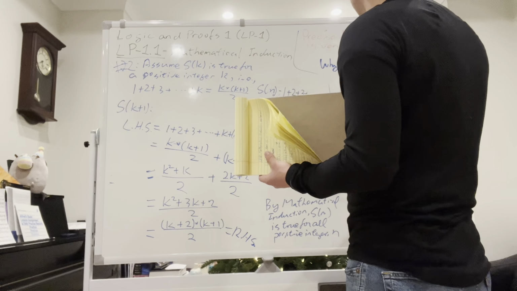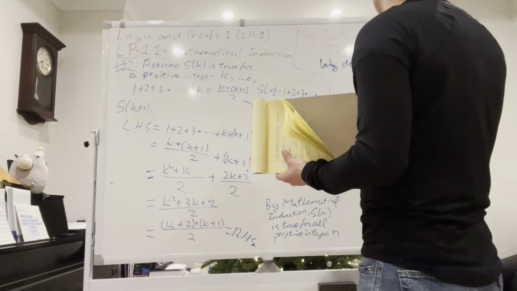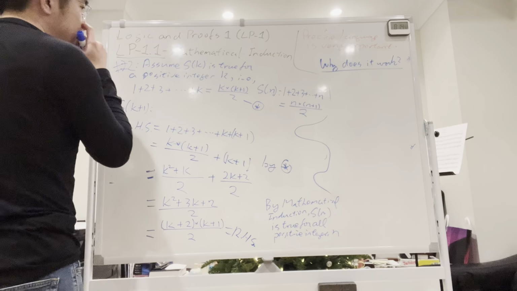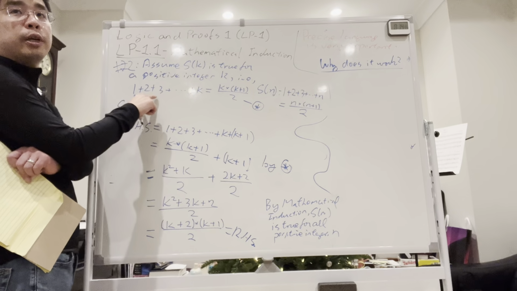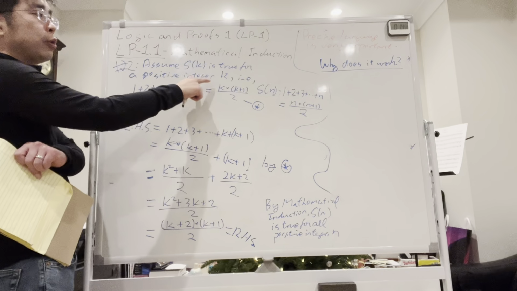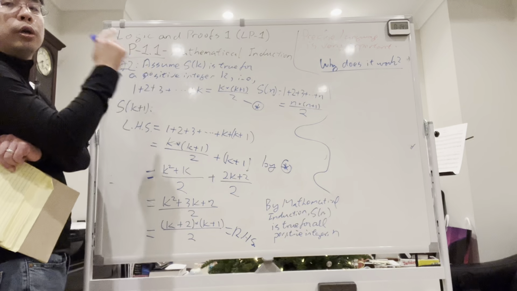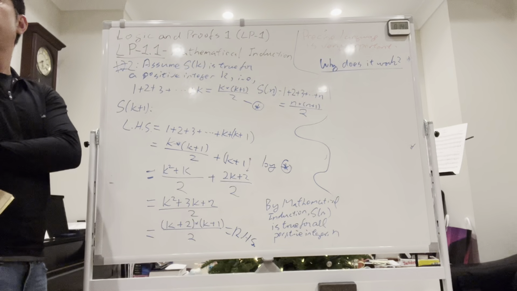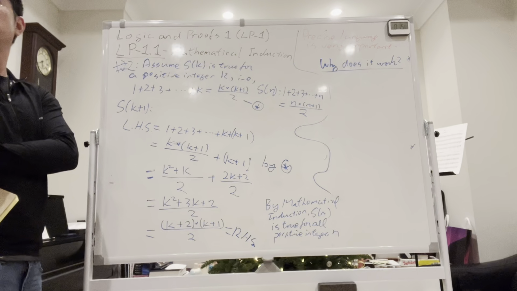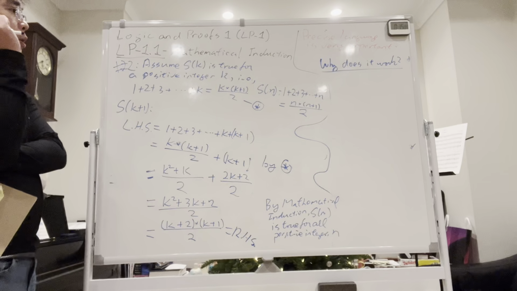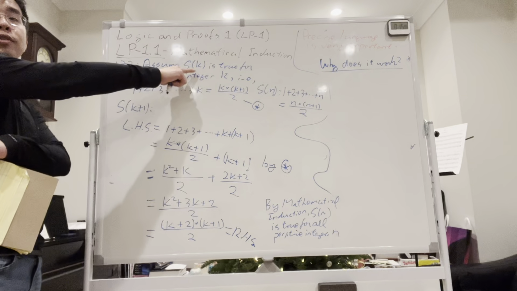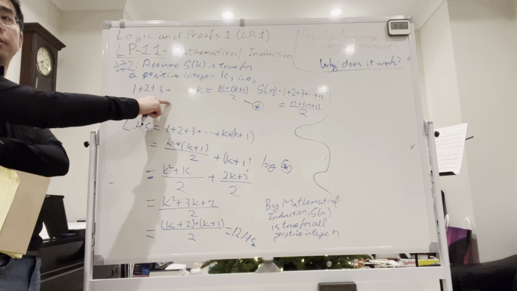So why does it work? Here, we make an assumption: S of k is true without saying what k is. And we know that there's one integer for which this is true, from our step number one. What is that number that we show? One. Now, we know that S1 is true, so for when k is equal to 1, this is not really an assumption, right?